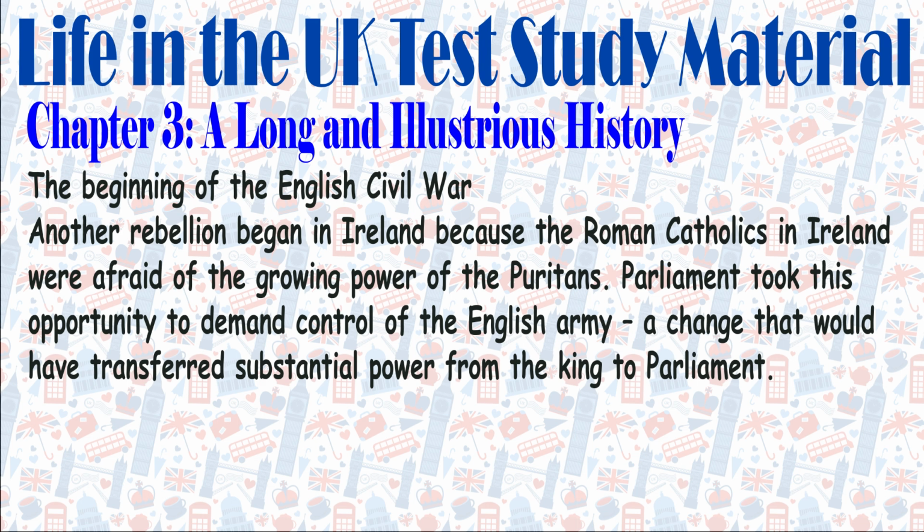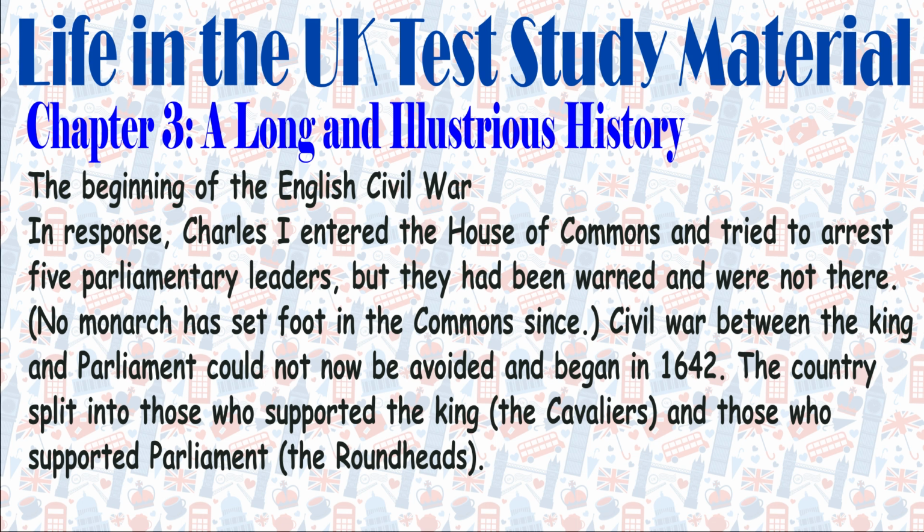Parliament took this opportunity to demand control of the English army, a change that would have transferred substantial power from the king to Parliament. In response, Charles I entered the House of Commons and tried to arrest 5 parliamentary leaders, but they had been warned and were not there. No monarch has set foot in the Commons since. Civil war between the king and Parliament could not now be avoided and began in 1642. The country split into those who supported the king, the Cavaliers, and those who supported Parliament, the Roundheads.